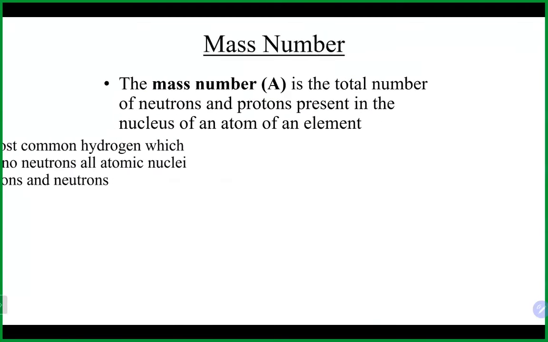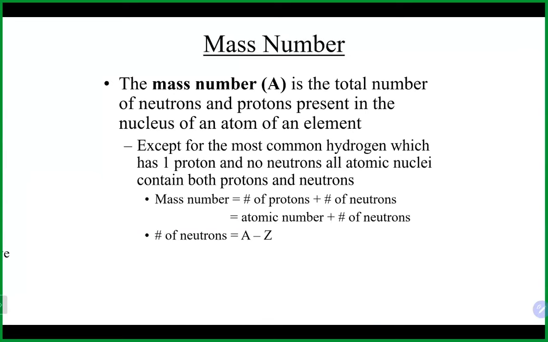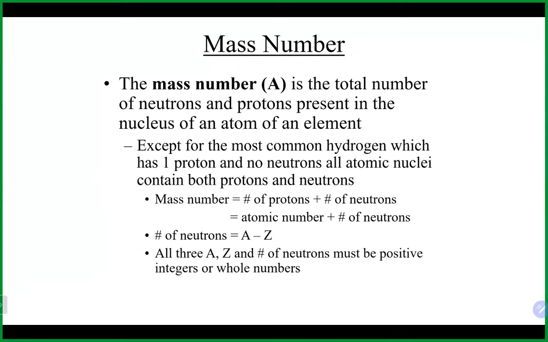Another really important number is the mass number. And the mass number, which is sometimes abbreviated as an A, is the number of protons and the number of neutrons there are in an atom. And these two numbers are really important together.